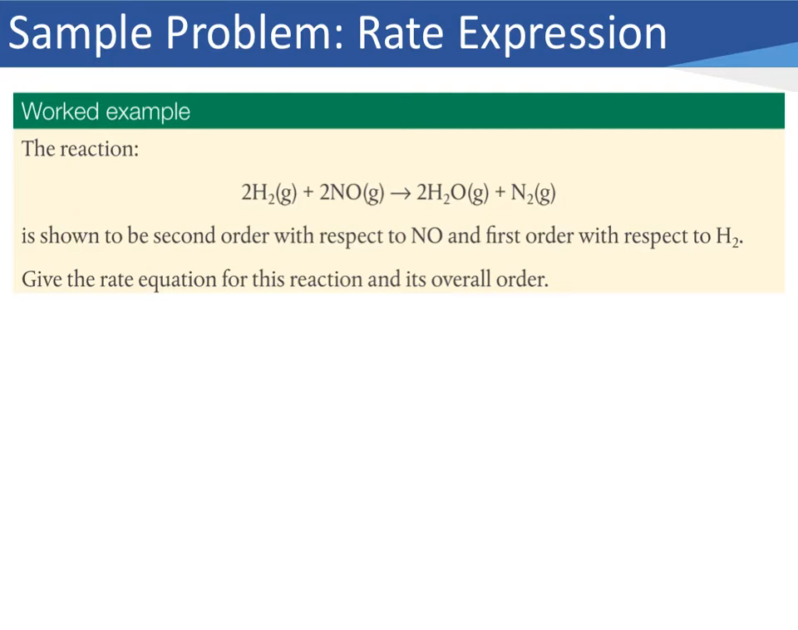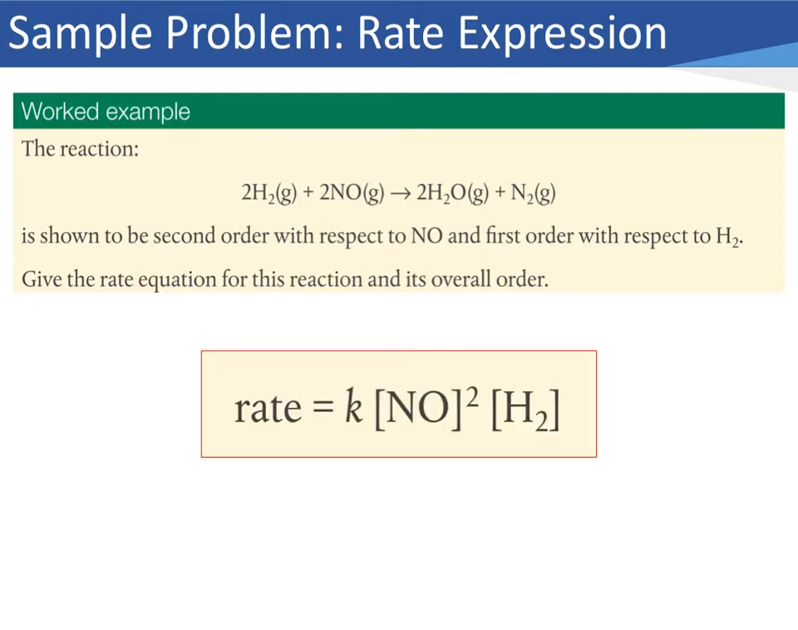It is shown from experimental evidence to be second order with respect to NO and first order with respect to H2. Give the rate equation for this reaction and its overall order. So for the reaction in question, because it is second order with respect to NO, in the rate expression, the concentration of NO is raised to the second power because it is second order. And hydrogen is first order, so it is raised to the first power.